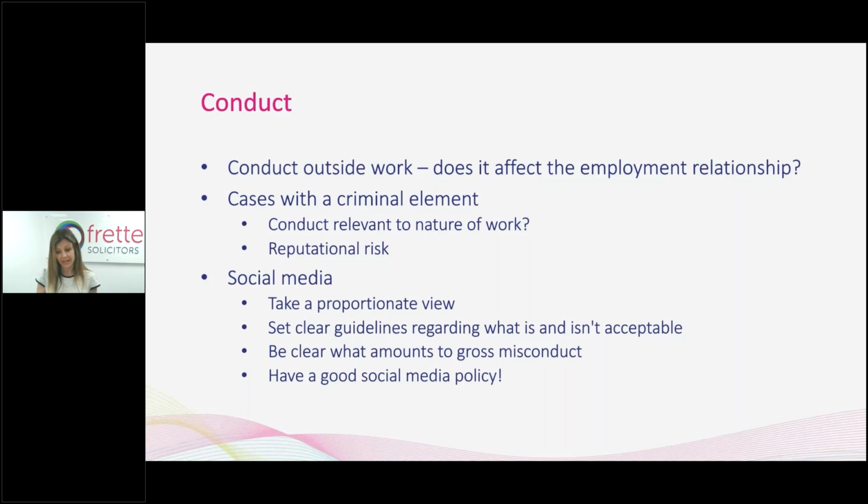And they had also drawn attention to the fact that making derogatory comments on social media about Apple and the Apple brand was likely to constitute gross misconduct. So it's really important we make sure our social media policies are clear on our expectations of employees and what is likely to amount to misconduct and gross misconduct.